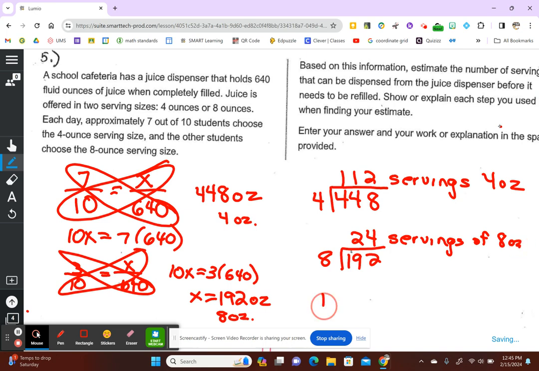And to double check my work, I can say 112 times 4 plus 8 times 24 equals 640, and it does. So we would have to do 112 servings of the 4-ounce and 24 servings of the 8-ounce before we had to refill.